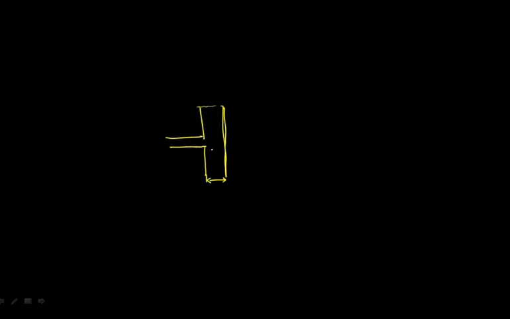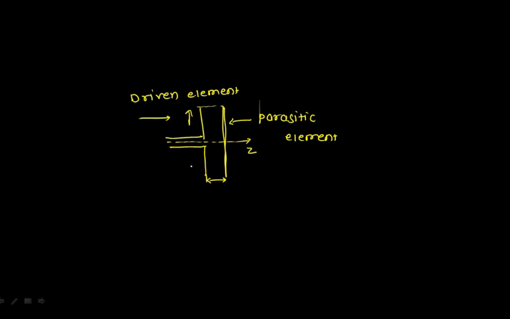So what will happen if I'm giving feed to this one? I am assuming that whatever antenna is there, I'm placing along the z-axis. Here I'll say this is my parasitic element and this will be my driven element. Whatever antenna I am using, I'm assuming its length is lambda by 2, the half wave dipole that is used. Now what kind of radiation will I get because of this?